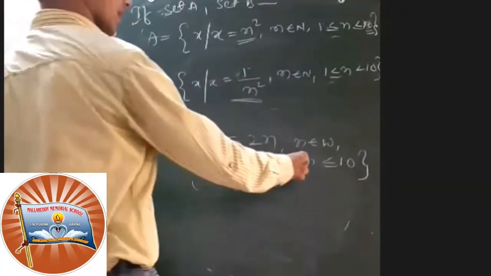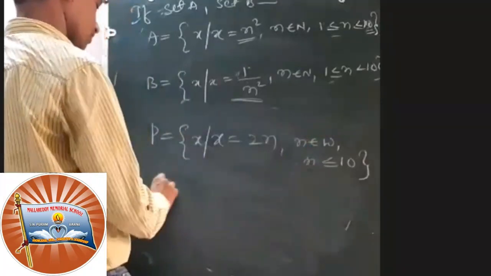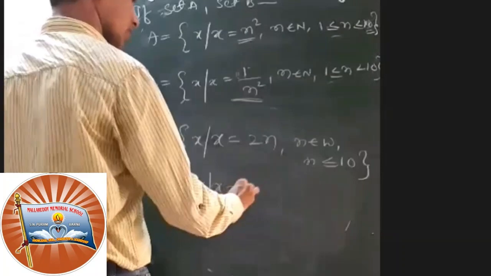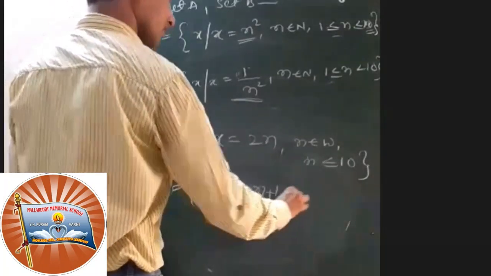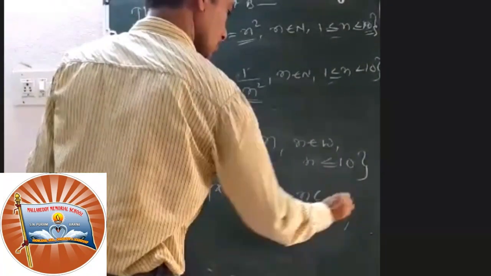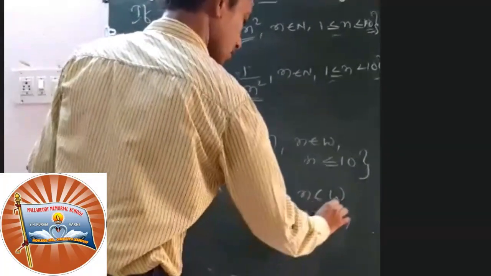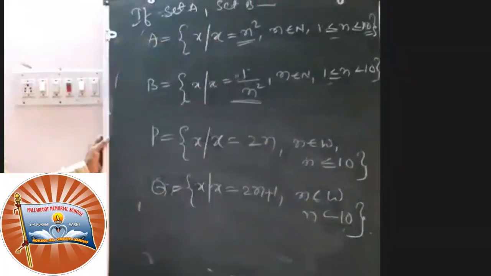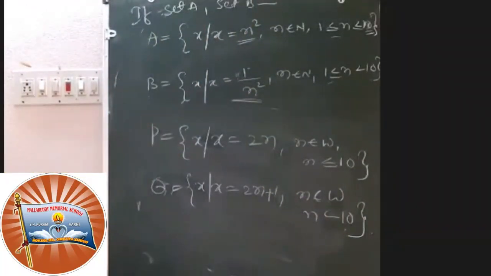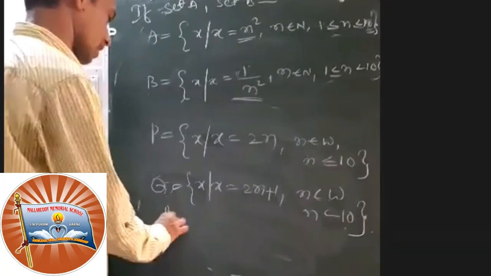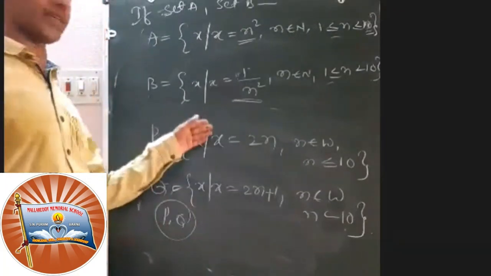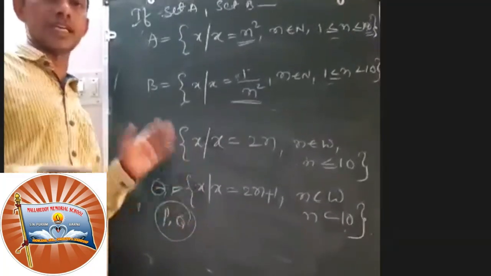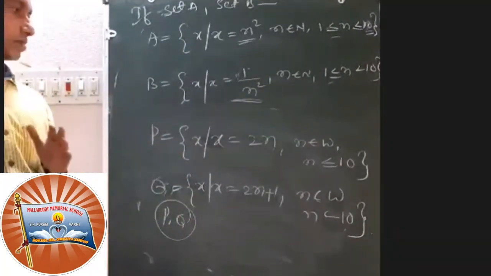So I will take less than or equal to; I can take 0 also. Q is the set of x such that x is equal to 2n plus 1, where n belongs to W, and n is less than 10. Now, can you say P and Q are disjoint, or P is a subset of Q, or Q is a subset of P? These kinds of questions you will come across.